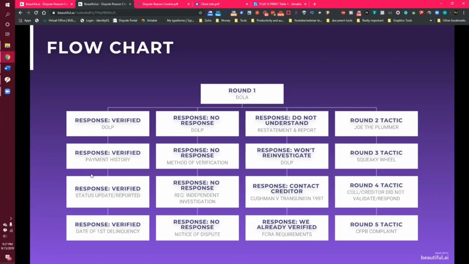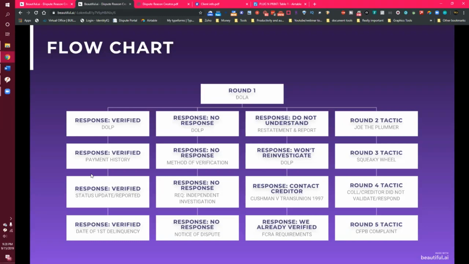So starting with round 1, you're going to have a couple different responses, all right? These are like the only responses that you're going to get from them: verified, no response, I don't understand the nature of your dispute, or some other stall tactic or scare tactic. And then, of course, you need a tactic to come after them with it. So we really only have a couple of things that they can come back with: once again, verified, corrected, updated information, stuff like that. They don't respond at all. Or the response is a stall tactic or a scare tactic, such as, I don't understand, we won't reinvestigate, contact the creditor, we already verified this, we think you're working with a credit repair organization, or something like that.